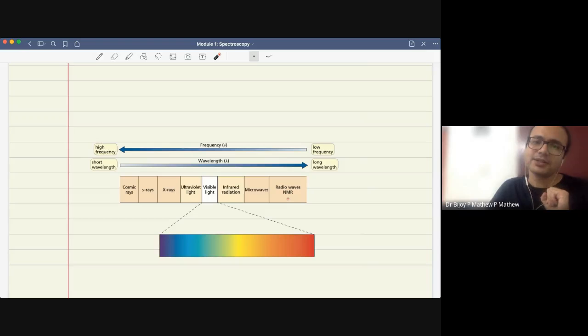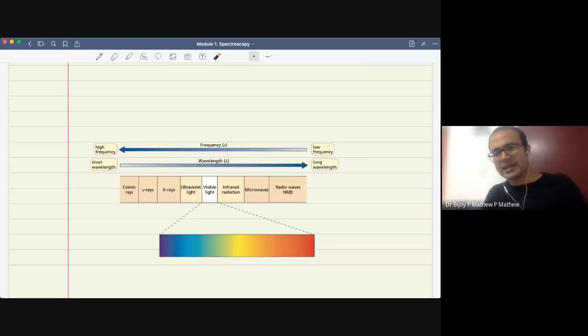So that is a basic understanding of the various regions of the spectrum and their applications in the corresponding spectroscopic techniques. In the next class, we will start our discussion with infrared spectroscopy, and we will try to understand how it helps in determining the structure of a compound. With that, I would like to stop today's class.